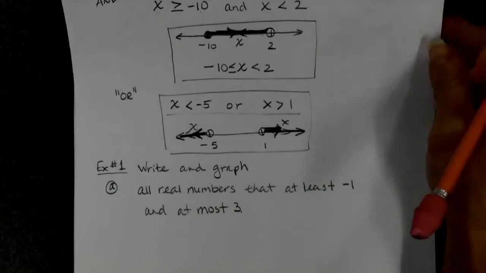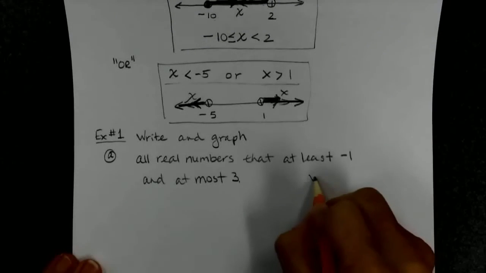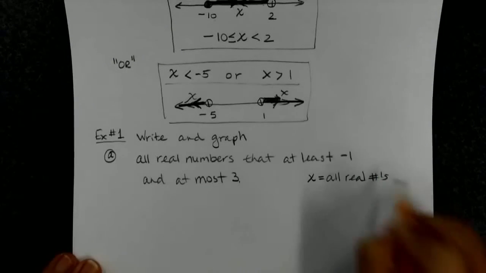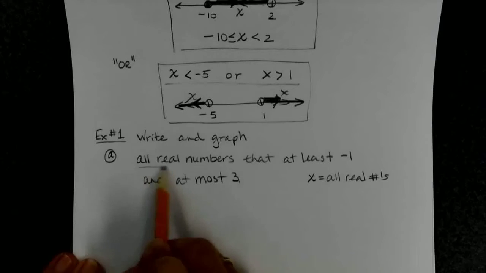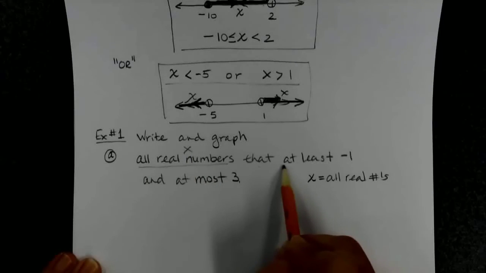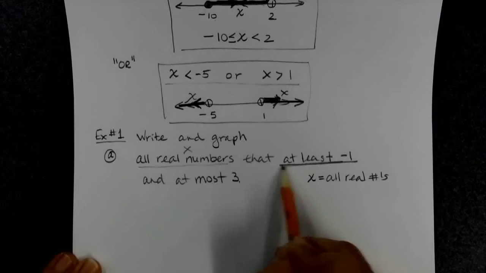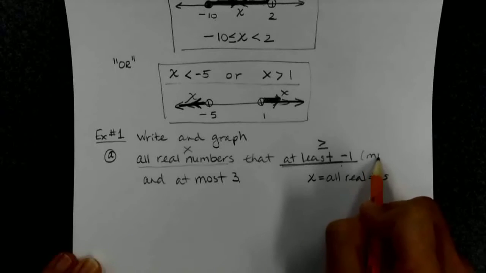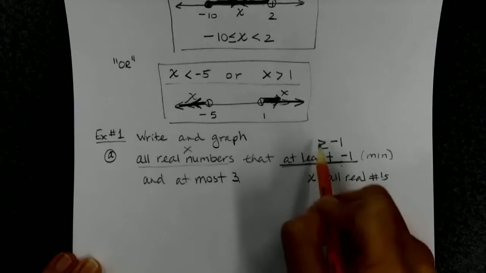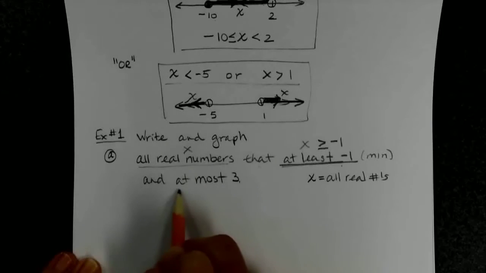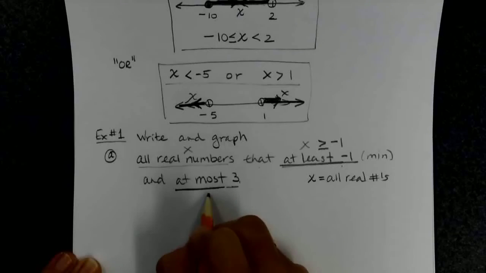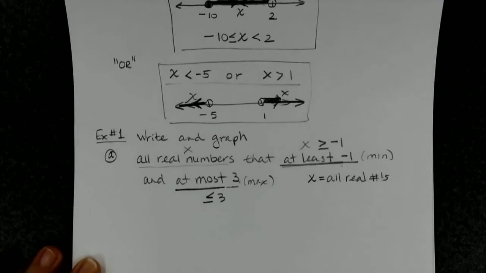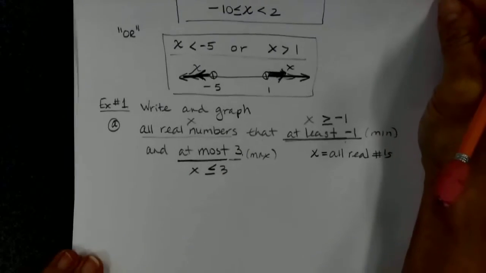Like any word problem, we're going to define a variable. I'm going to pick x to represent all real numbers. So this is x that is at least. Now we've been learning about those magic words. At least means greater than or equal to, because this is a minimum amount. So x is greater than or equal to negative 1. And the words at most 3 mean less than or equal to 3, because 3 is our maximum. So x is less than or equal to 3.